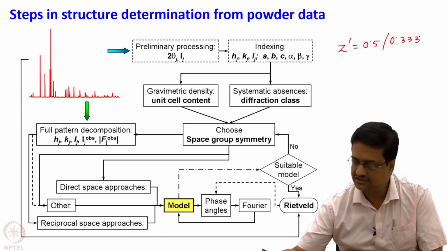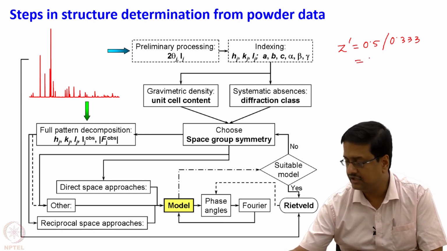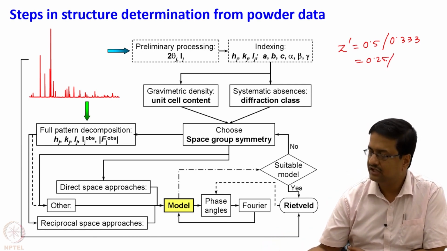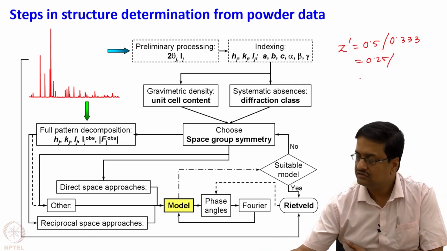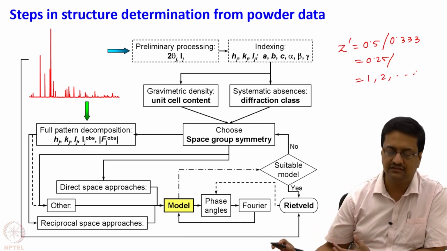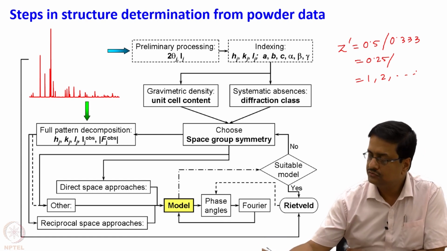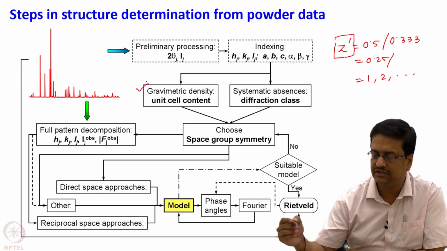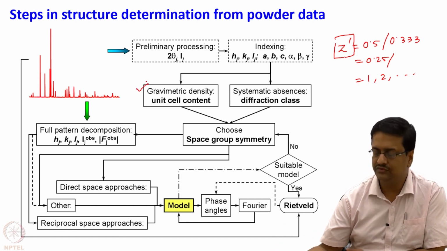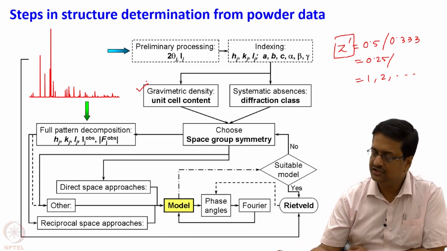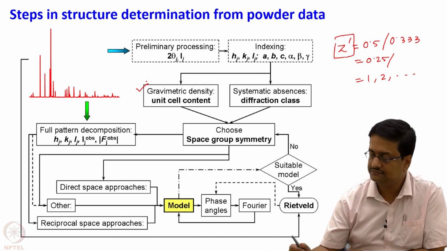If the molecule has a threefold axis, Z prime can be even 0.25. If the molecule is sitting on a 2/m position, a special position, or Z prime can be equal to 1, 2 and any other higher number as well. So to know the value of Z prime, one has to have information about the density of the unit cell, density of the compound, so from that one can guess the unit cell contents.